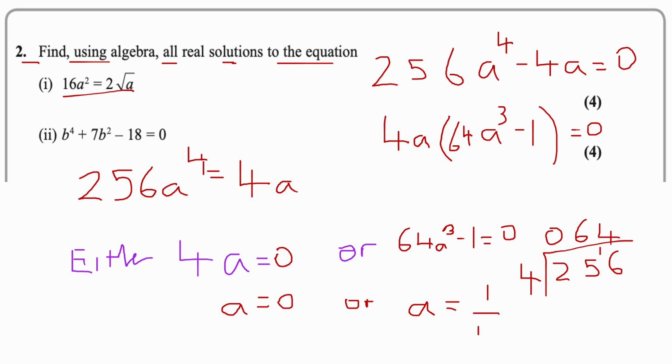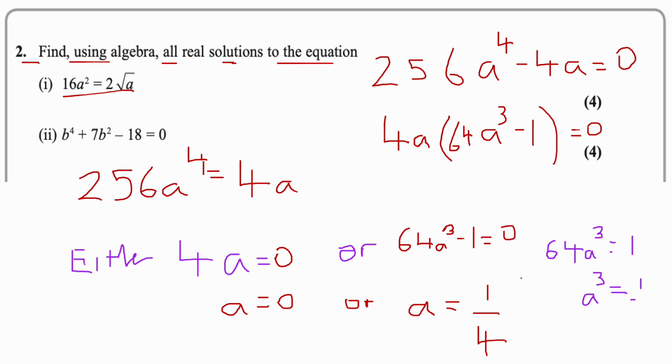When you rearrange that, adding 1 to both sides, I get 64a cubed is equal to 1, divide by 64, so I get a cubed is equal to 1/64. And then we take the cube root, because that's the opposite of cubing. The cube root of 1/64 is equal to 1/4. But again, if you're not sure, then just use your calculator once you get to that stage. So a is going to equal the cube root of this, which equals 1/4.